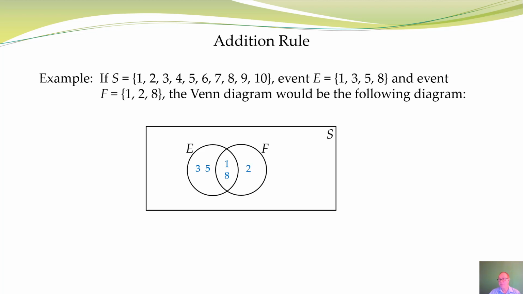Now, is there anything missing in our sample space? Well, I've got 1, 2, 3, 5, 8. So it looks like 4, 6, 7, 9, 10 is missing. So I have to put 4, 6, 7, 9, 10 out here in the sample space.